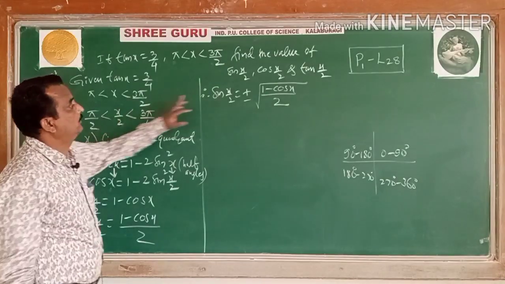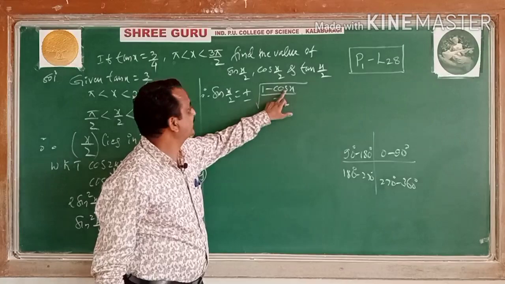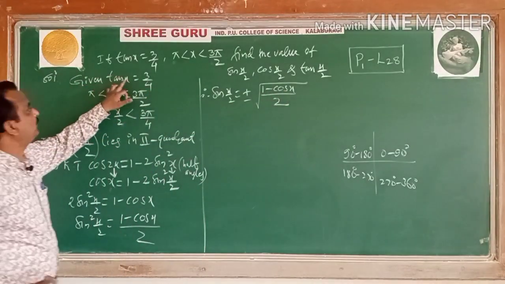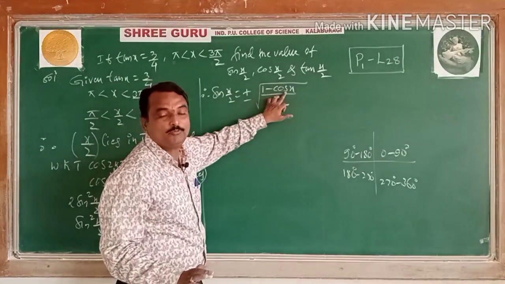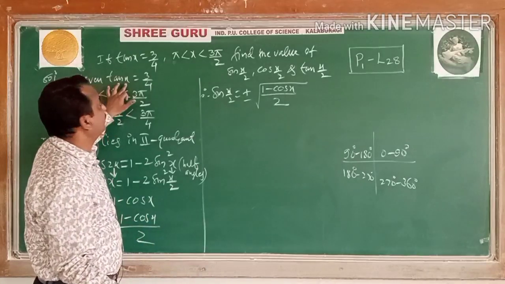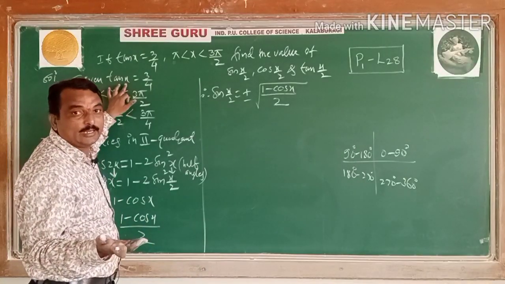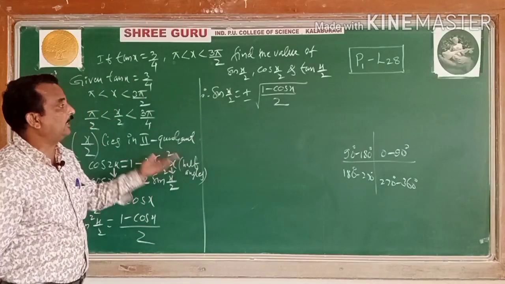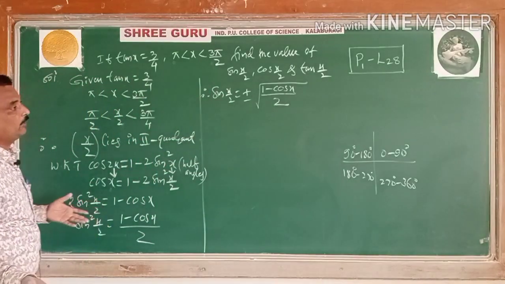So what do you need? Cos x you need. What do you have? Tan x. Is it possible to find cos x if tan x is given? If any one of the functions is given, you have to calculate the other 5 trigonometric functions. Find the values of the other 5 trigonometric functions. You may go through using the formula or anyone.